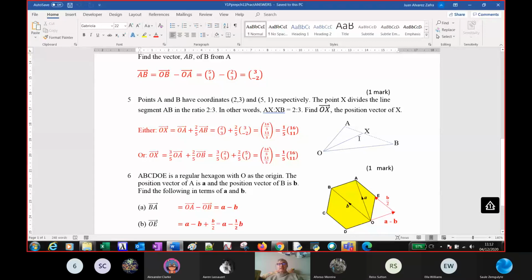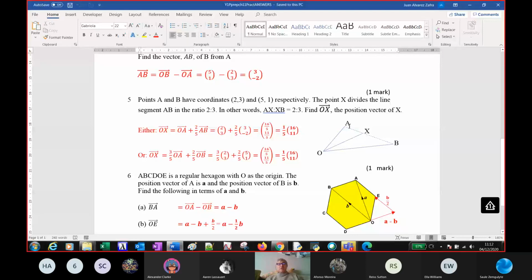So how can we do that? Well, we can make use of the fact that the vector AX is 2/5 of the vector AB, because AX is in the direction of AB, is 2/5 of AB, because this one is 2, this one's 3, so AX is 2/5 of the whole, and XB is 3/5 of the whole. So in order to get from O to X, there's 2 ways we can think about it. The first one is from O to X is the same as going from O to A, and then A to X. So O to A, and then A to X is 2/5 of A to B.